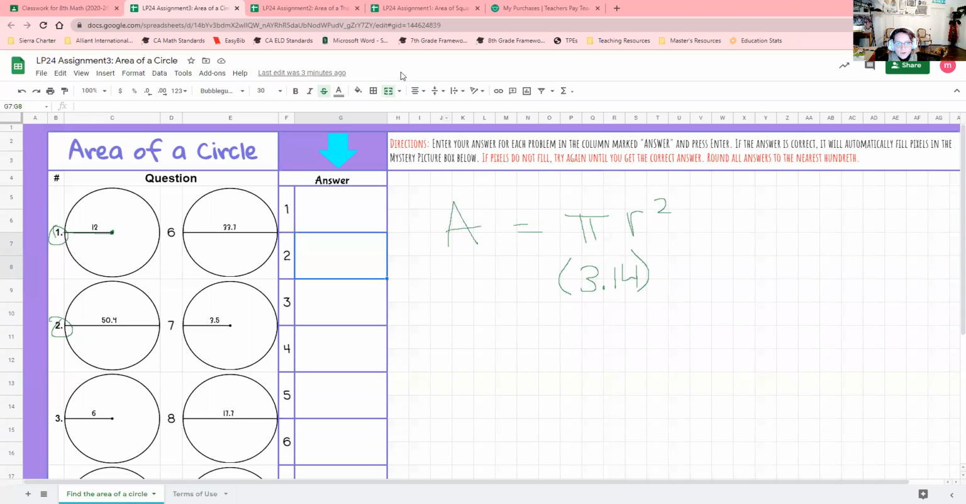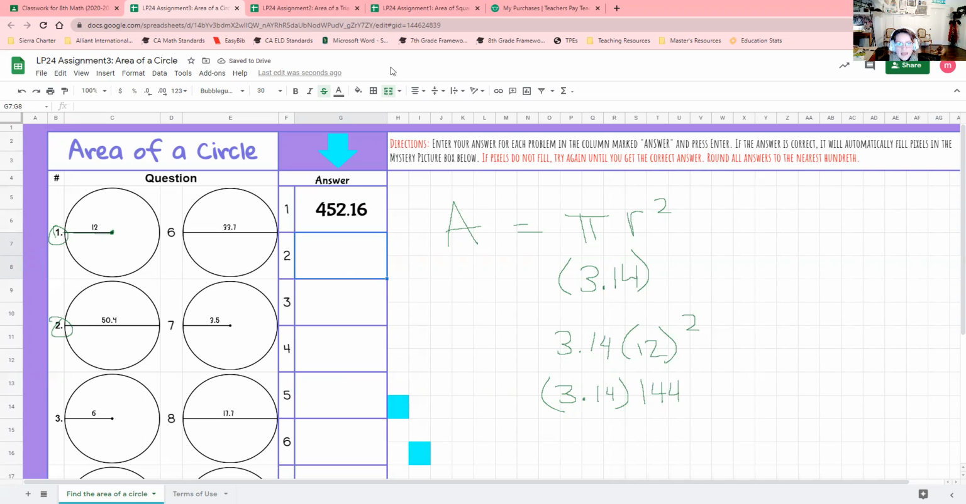For that first problem, we have 3.14 times my radius, which is 12, squared, to the second power. So 12 times 12, that's 144. We got 3.14 times 144, and just use your handy dandy calculator to make your life easy. 3.14 times 144 gives me 452.16. Boom, let it think.